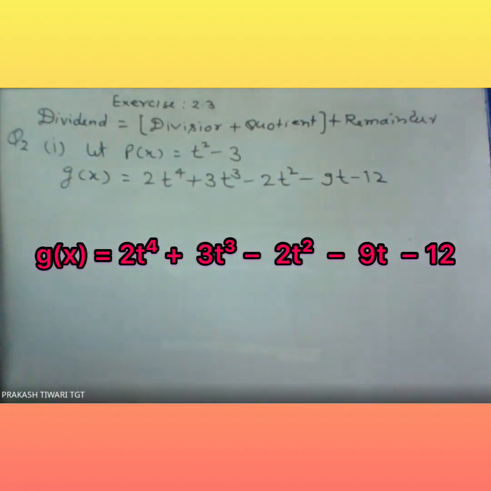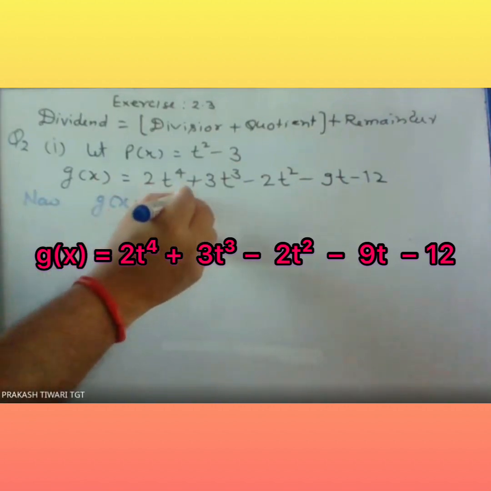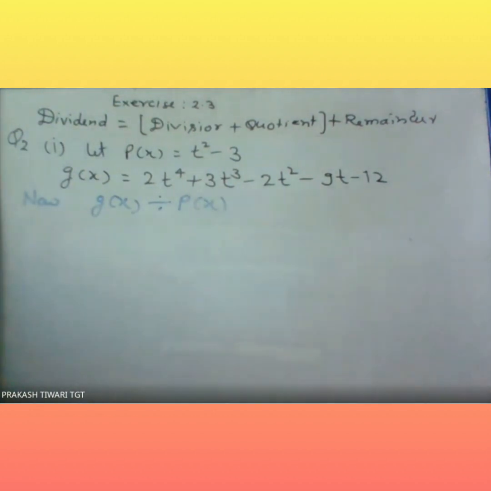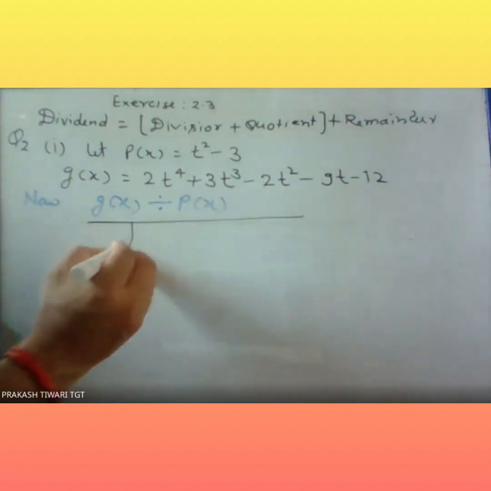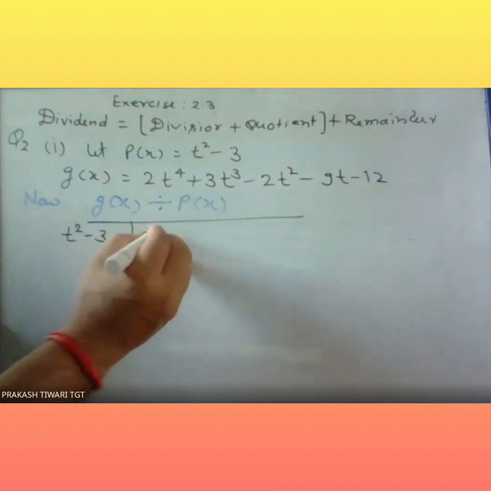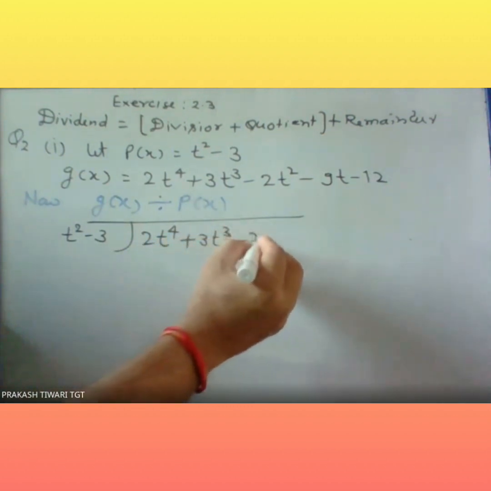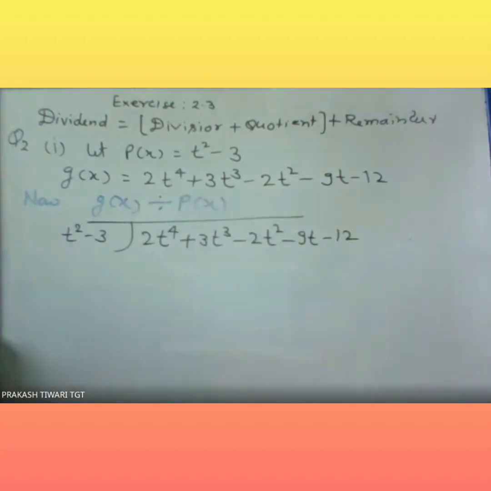So how can we show? We will write here now gx divided by px. Okay. So it can be written as, into the symbol of division, that is t square minus 3, and this is 2t raised to the power of 4 plus 3t cube minus 2t square minus 9t and then minus 12. So dear, start to divide it.